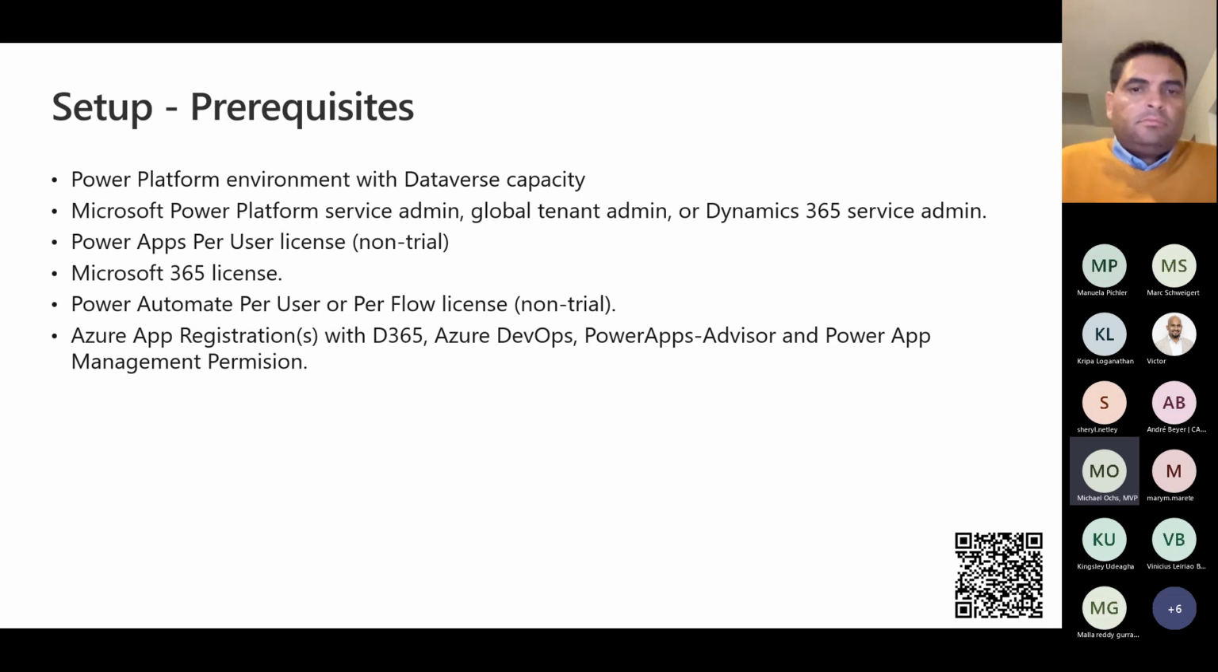It needs to be able to talk to Azure DevOps. It needs to be able to talk to Power Apps Advisor, which is specifically used for solution checker. So when you export a solution and it builds that solution, it will run solution checker against it, and it will report back to you anything that fails from the solution checker perspective. It needs to have a very specific permission, which is Power App Management permissions. And this is the one that sometimes people get caught up on.